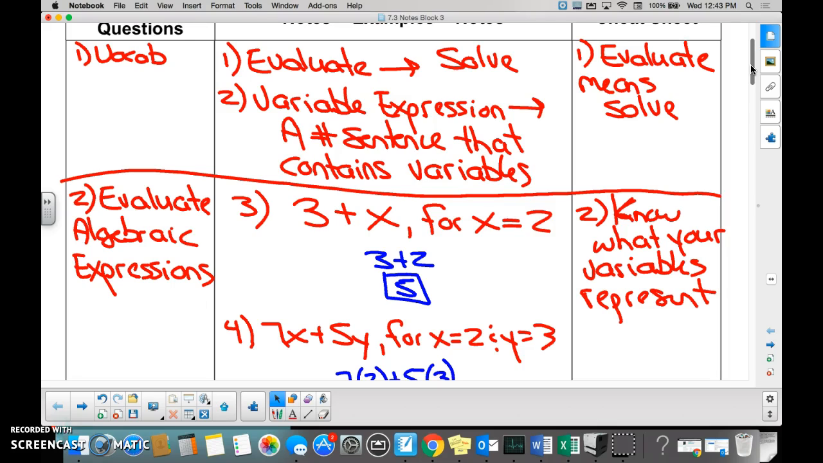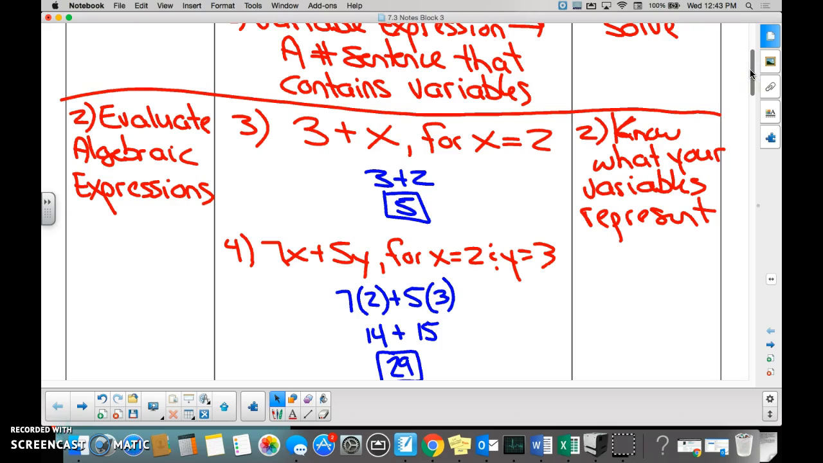Number 2. We're evaluating algebraic expressions. So if I simply give you 3 plus x, could you solve that? No. But if I told you 3 plus x and x equals 2, can you solve that? Yes. Obviously, that's what we did.